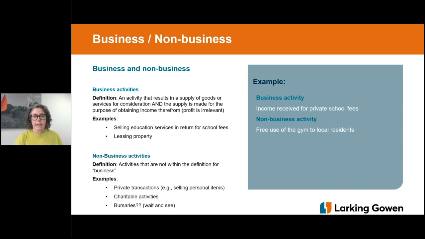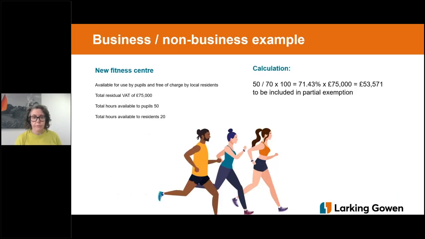So let's look at a little example then. We might have business activity of receiving income from private school fees. And let's say we've also got free use of a new gym to local residents, which is something that your school might feel it's doing in order to meet charitable objects, or it might just be something that your school does in order to generate goodwill with the local residents in the area.